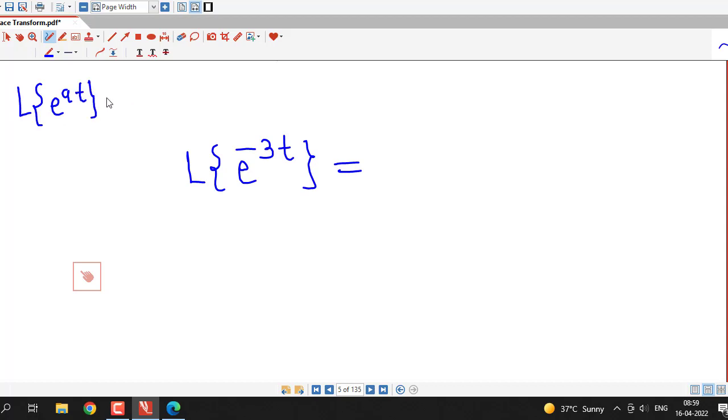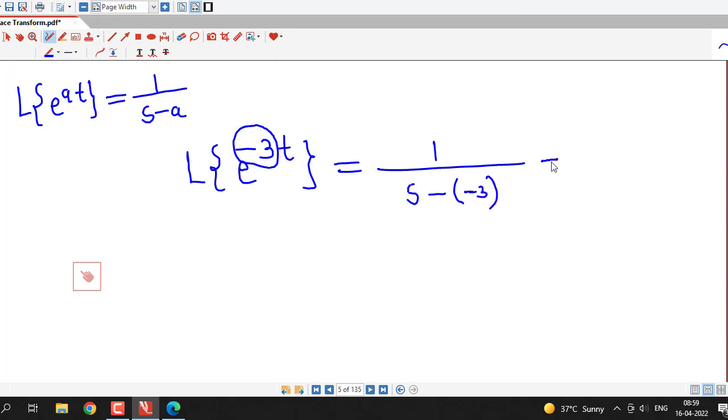And we can have this type of functions. Suppose I want to find the Laplace transform of e raised to minus 3t, then I can use that formula. Laplace transform of e raised to at is 1 divided by s minus a. So this is equal to 1 divided by s minus the coefficient of t, which is minus 3. So 1 divided by s minus minus 3, that is 1 divided by s plus 3.